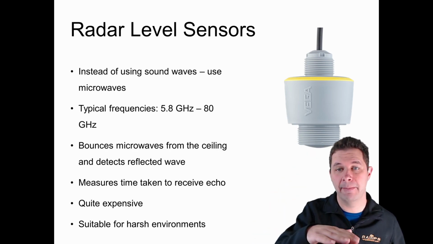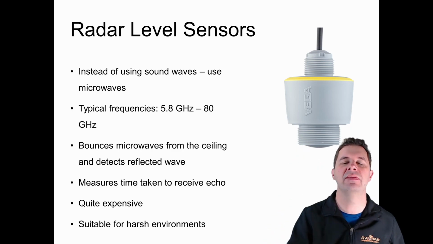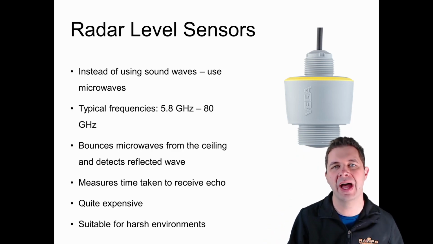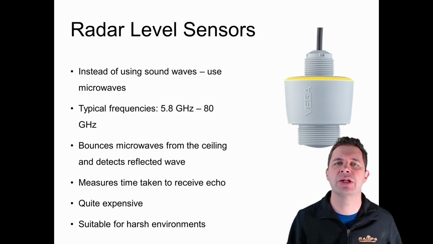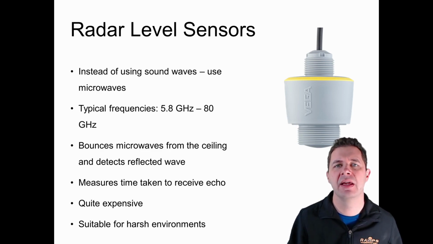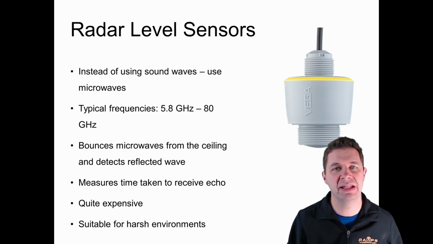off our surface of the level and receiving them back. Once again, using time of flight to measure how long they've taken to traverse that distance. Now, these are typically fully sealed. There's just an antenna at the bottom of them. And so they're well suited to harsh environments, but they're also quite expensive, typically a lot more expensive than our ultrasonic rangefinders that we looked at previously.